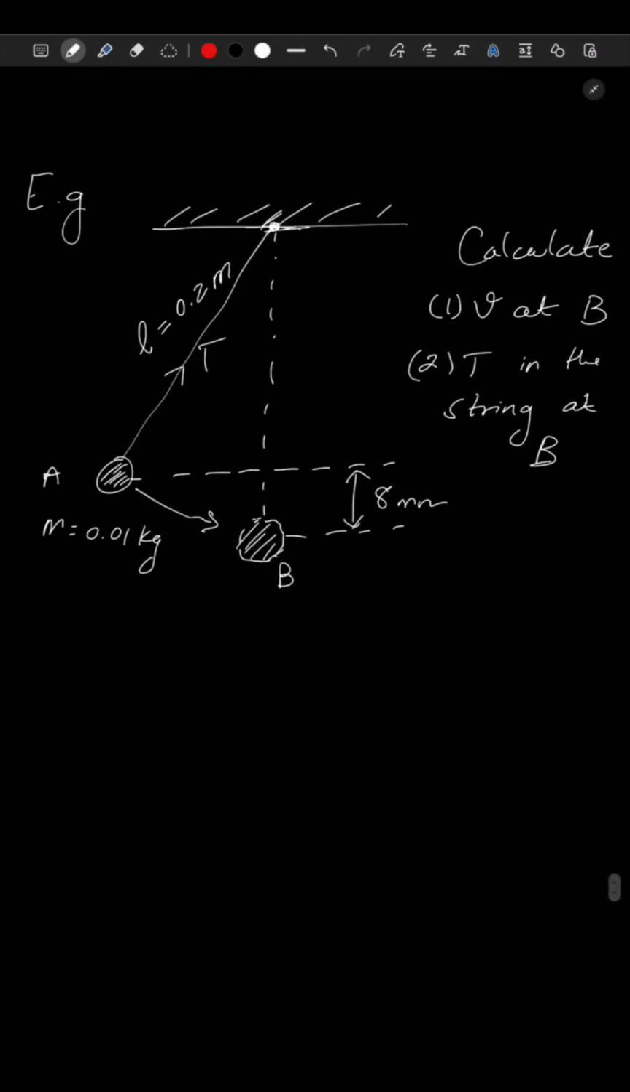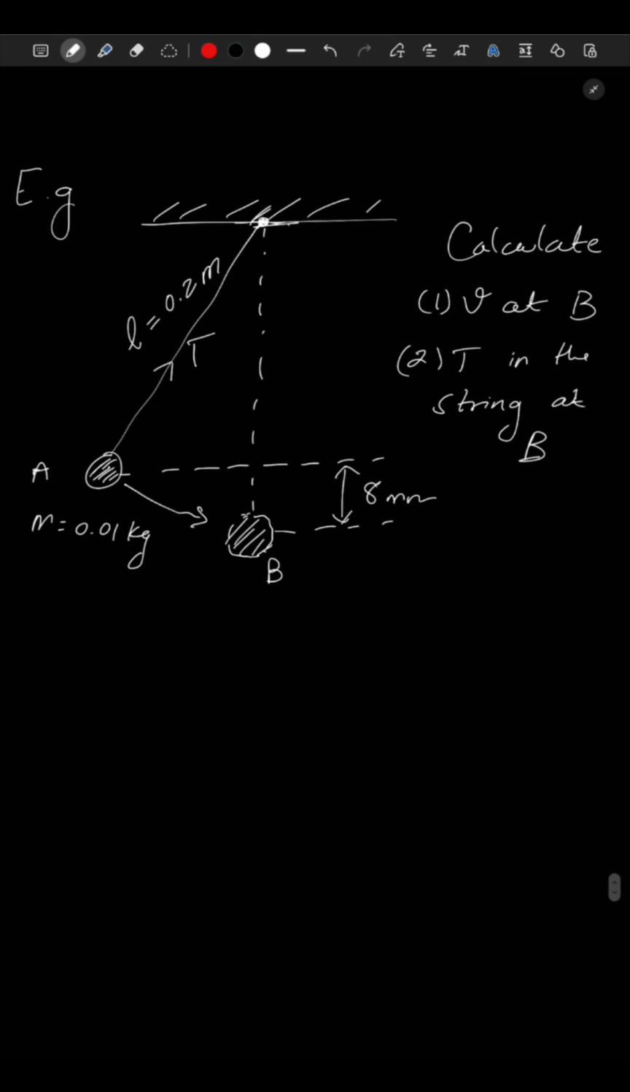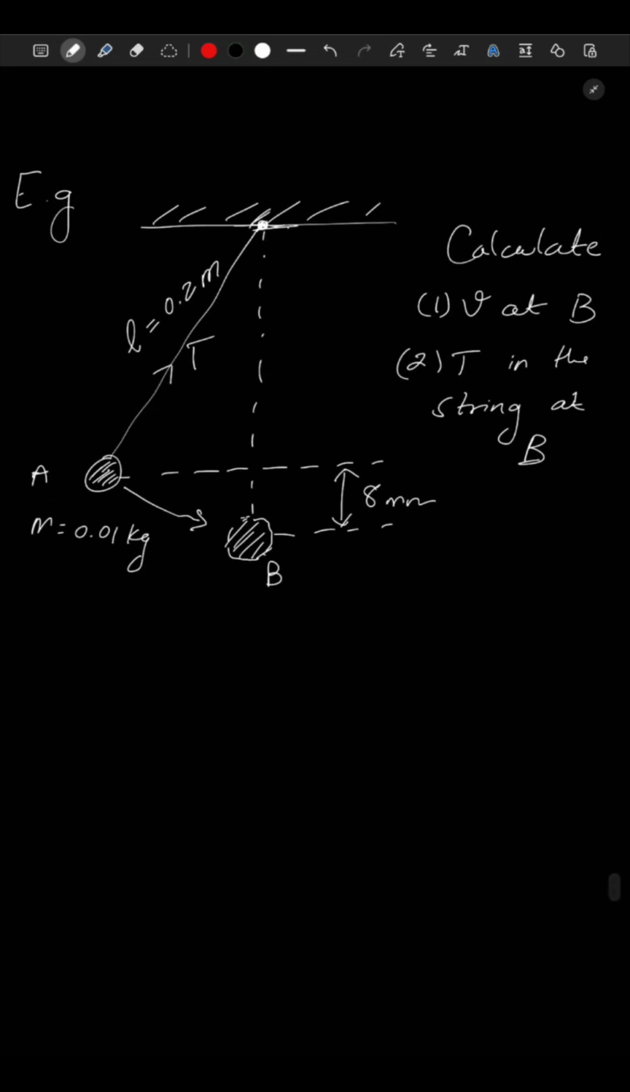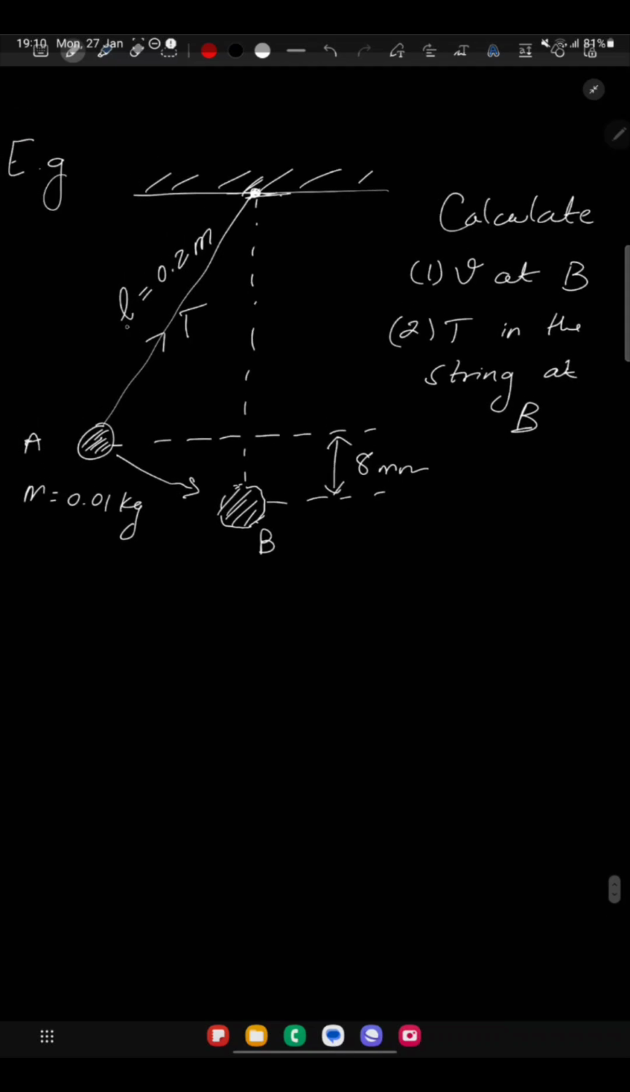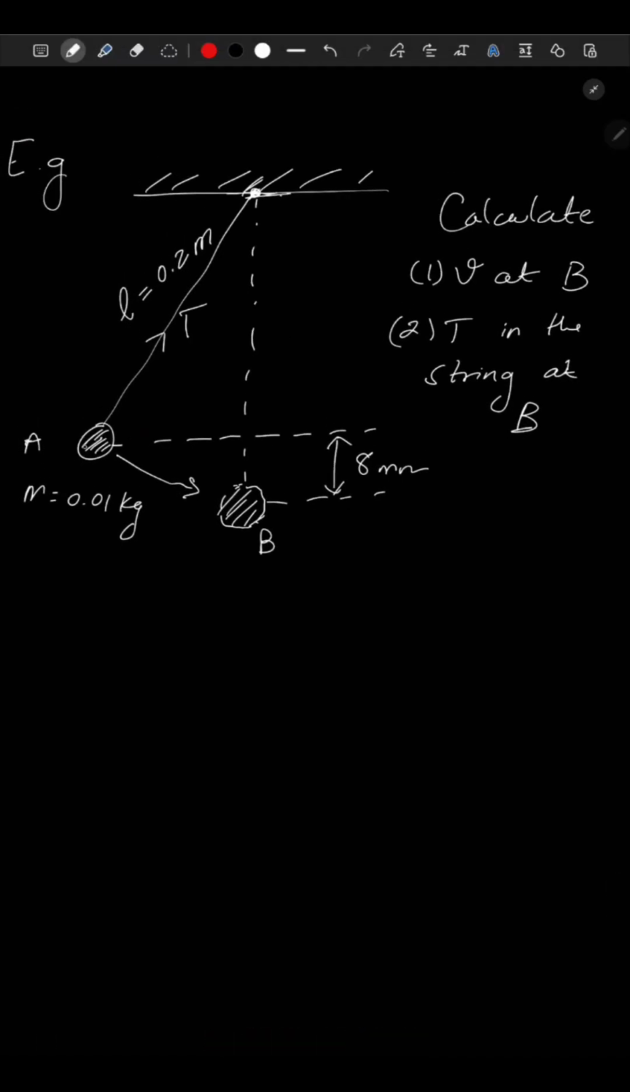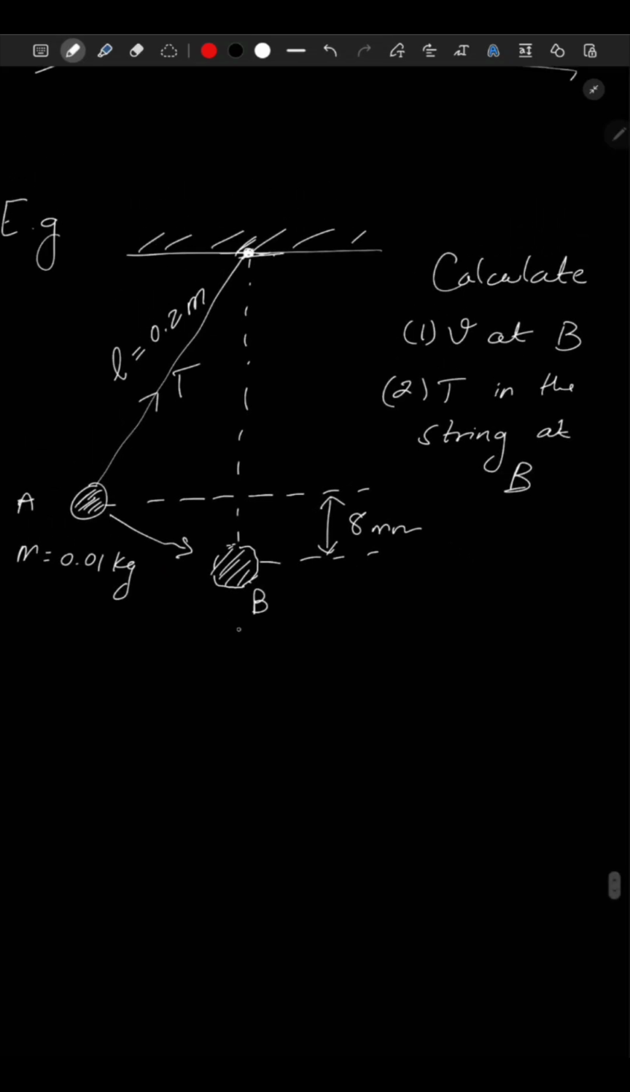Let's see an example on a simple pendulum. So it is an example of a vertical circle, assuming that the radius is just the length of a string, and this is a mass, and it also has a tension T, capital T, and it goes around in a to and fro motion. We are asked to calculate the velocity at B as it passes here, and the tension in the string at B.